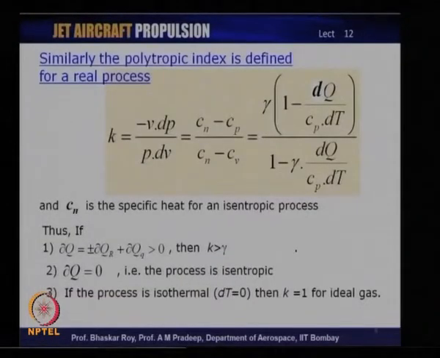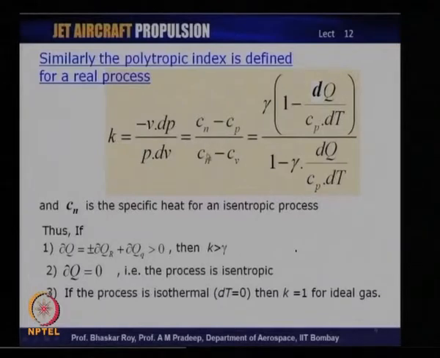If we do that, the concept of specific heat ratio can now be extended, and we can write down that the polytropic index for a real process can also be defined as k, just like gamma, and it is also a ratio of V dp by P dV. So, that ratio remains the fundamental definition of the specific heat ratio, and now we are saying it is a real process, a polytropic process, and we designate it by k, small k.